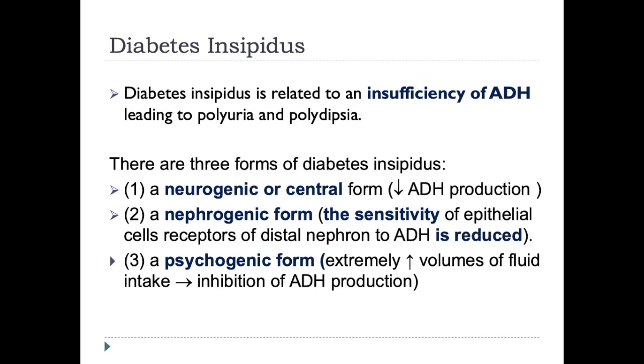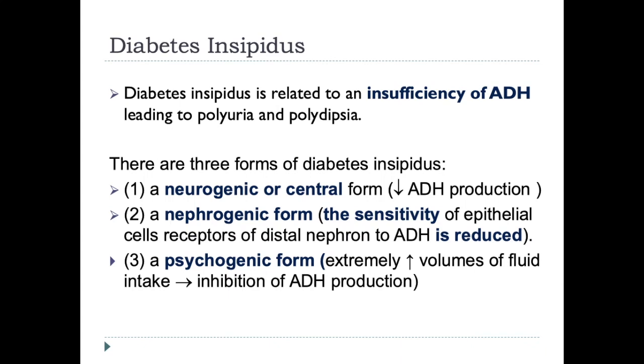And there are three forms of this disorder: neurogenic or central, which is associated with damage of ADH production, so some problem with hypothalamus or neurohypophysis; nephrogenic form, which is associated with sensitivity of epithelial cell receptors of distal nephron to ADH, and this sensitivity is reduced. And sometimes we see psychogenic form with an increase of intake of fluids, and it leads to inhibition of ADH production. Insufficient ADH secretion causes immediate excretion of large volumes of dilute urine and leads to increase of plasma osmolarity, so vice versa to the previous syndrome.